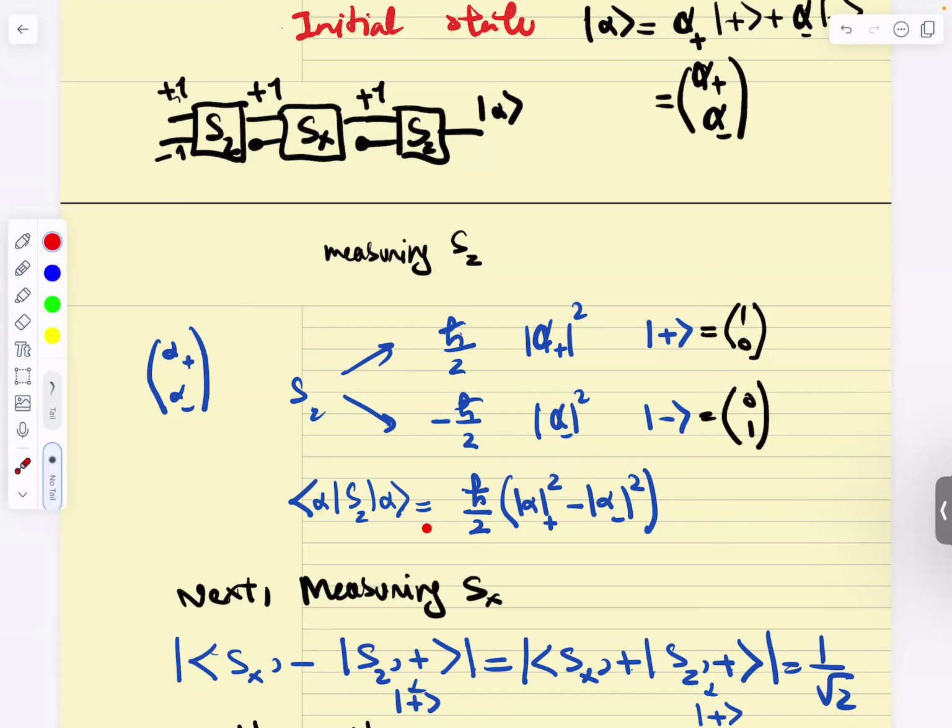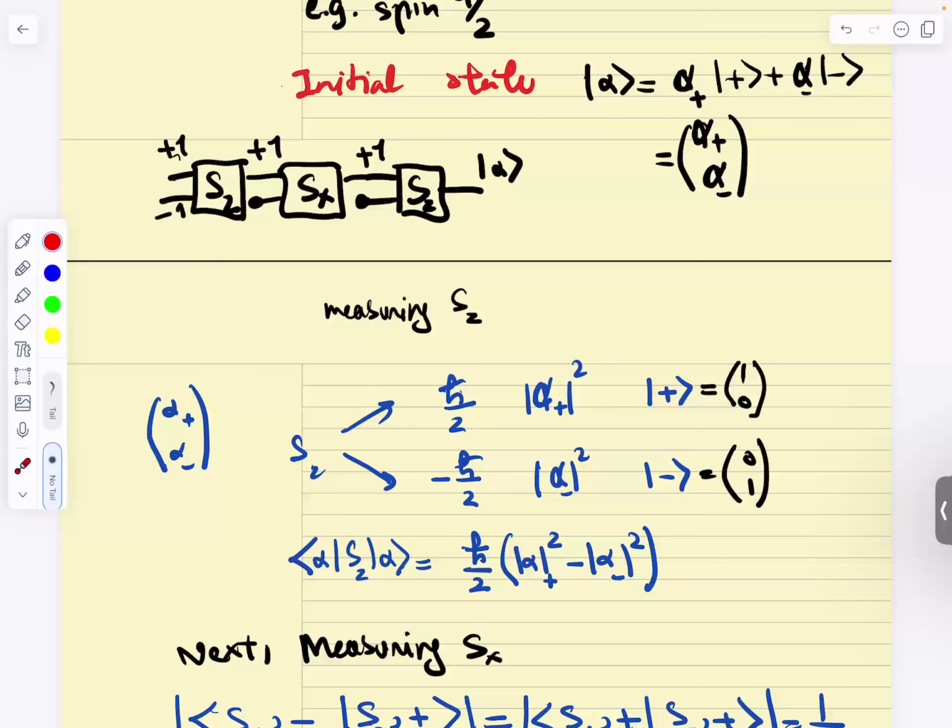And the expectation value is this. Is this step clear? So this is the very first measurement, right? So just this step. With probability alpha plus squared, the state is thrown into this ket. With probability alpha minus squared, the state is thrown into this ket.